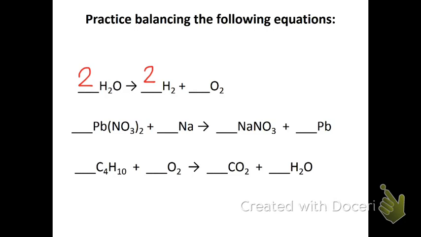We're in the middle of a lecture. Your hair looks nice, May. Were you all in the middle of the test? No. Okay. So, like I was saying, you want to balance the nitrates as one unit instead of separately.